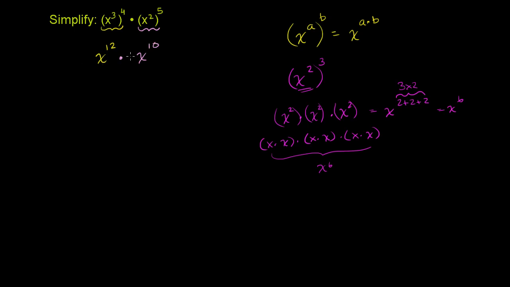And now we have the same base, and we're taking the product. We can just add the exponents. This whole expression is going to be equal to x to the 12 plus 10th power, or x to the 22nd power. And we are done.